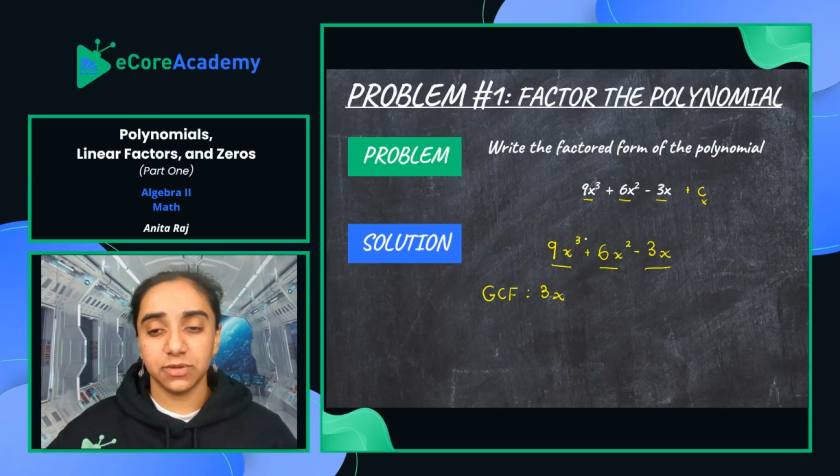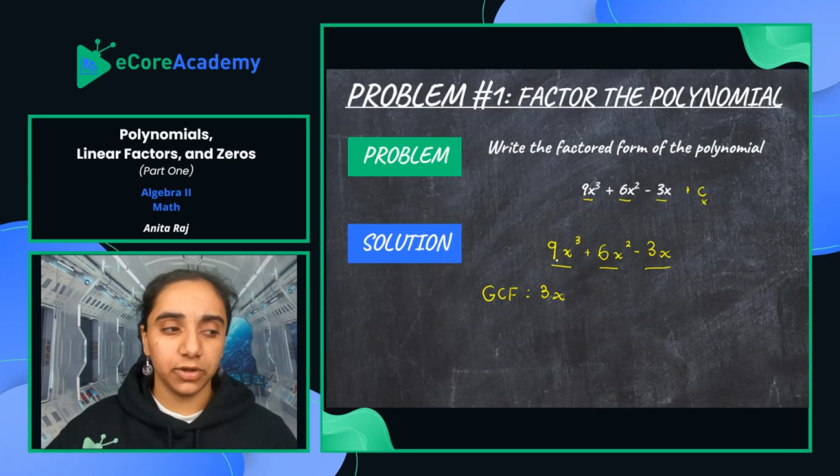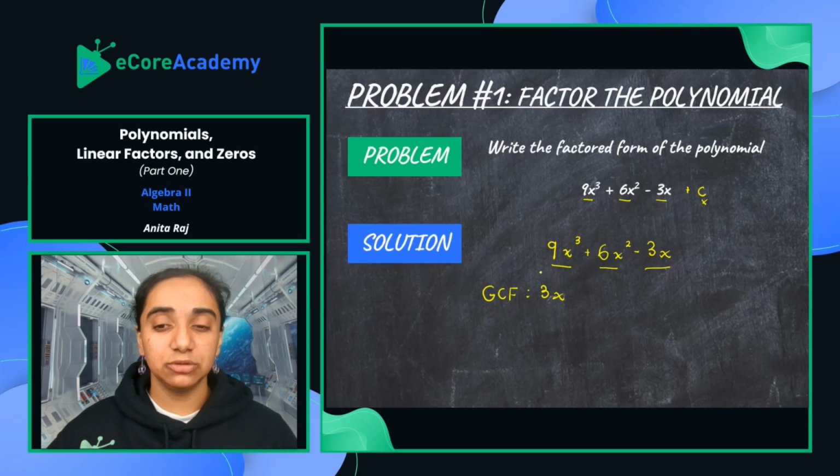I can pull out a 3x from the 9x cubed, and I will have a 3x squared. I can pull out a 3x from the 6x squared, and I'll have a plus 2x. And I can pull out 3x from this negative 3x, and I'll get a negative 1.